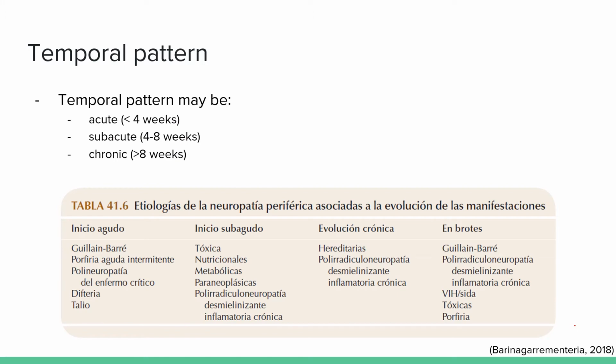The temporal pattern of these neuropathies may be acute when it lasts less than 4 weeks, subacute when it lasts 4 to 8 weeks, and chronic when it lasts more than 8 weeks. Depending on this pattern, we can make a differential diagnosis of the different diseases. So in this table, we can see the main associated diseases depending on that pattern.